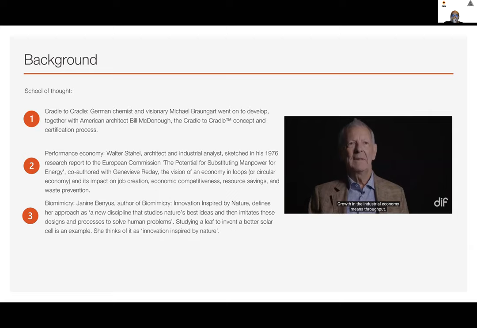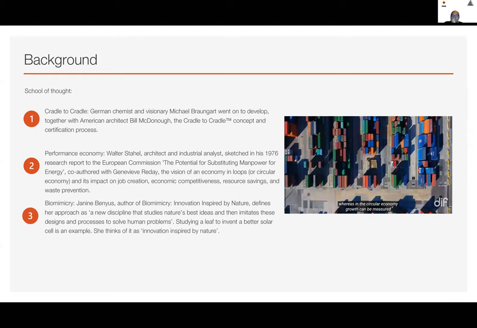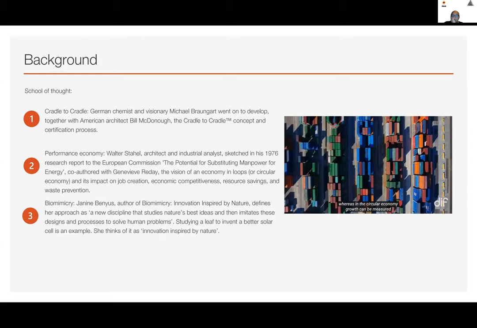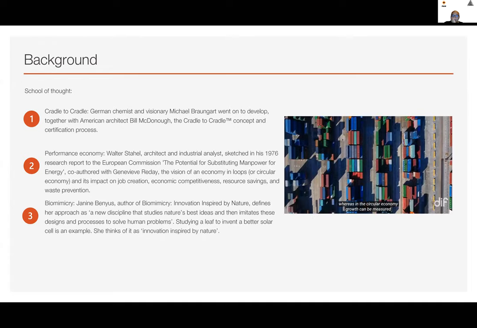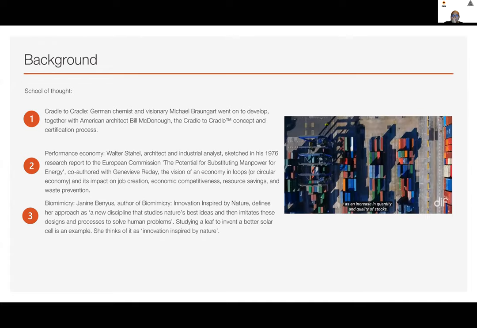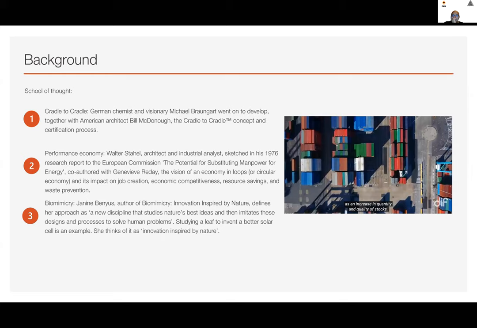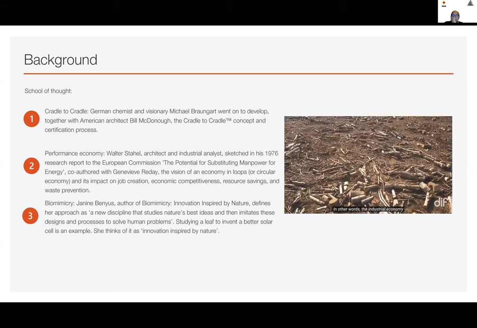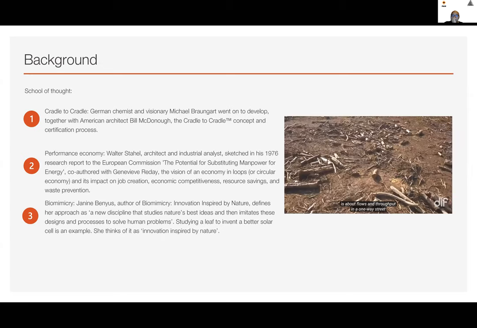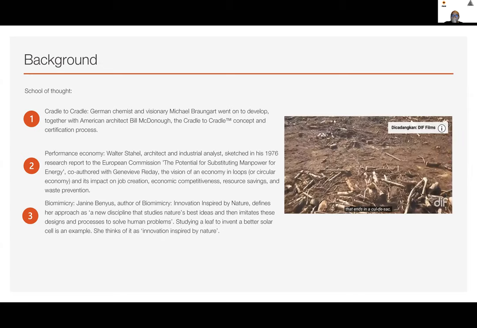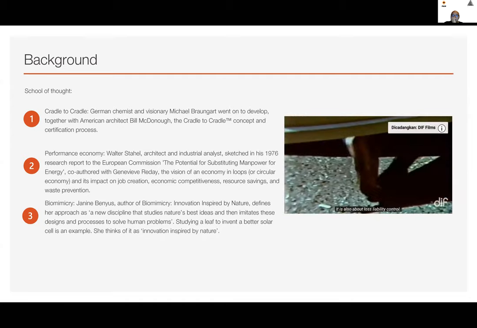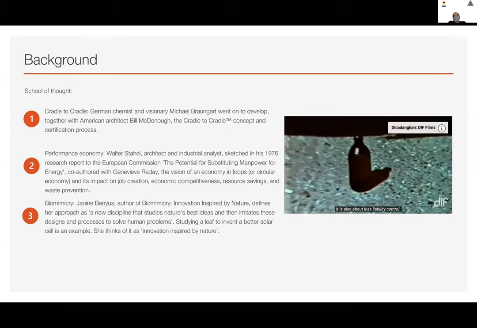Growth in the industrial economy means throughput. It means producing more, whereas in the circular economy, growth can be measured as an increase in quantity and quality of stocks. In other words, the industrial economy is about flows and throughput in a one-way street that ends in a cul-de-sac. It is also about lost liability control.